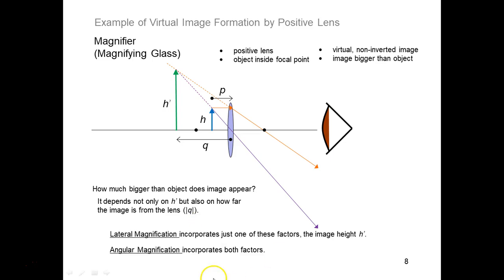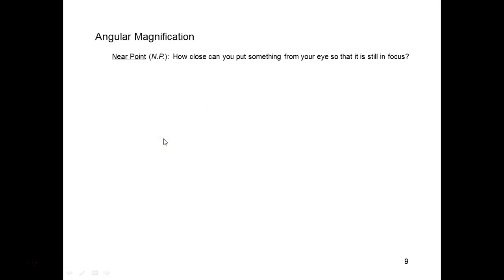The lateral magnification only incorporates h prime, right? H prime over h. The angular magnification is going to incorporate both lateral dimension and distance. So we have to formulate that. So let's go ahead and formulate the angular magnification.